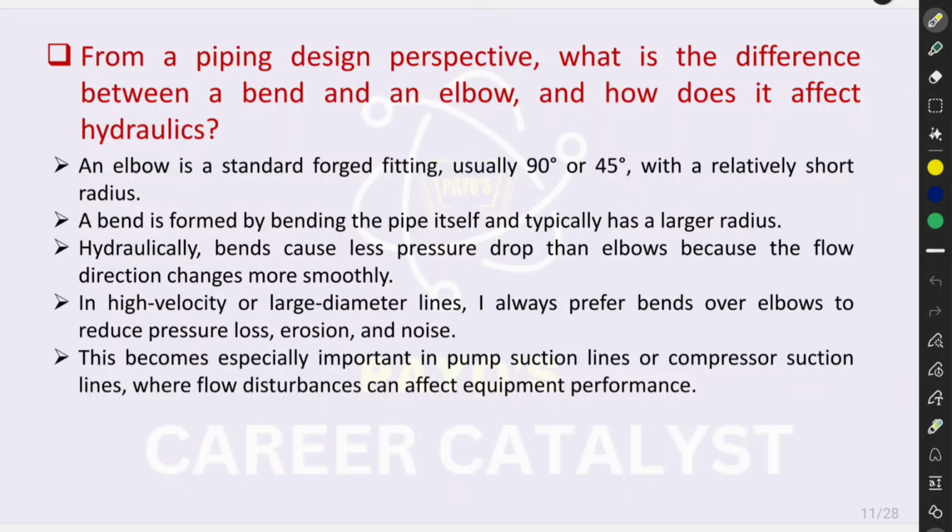From a piping design perspective, what is the difference between a bend and an elbow? And how does it affect hydraulics? An elbow is a standard forged fitting, usually 90° or 45° with a relatively short radius. A bend is formed by bending the pipe itself and typically has a larger radius.